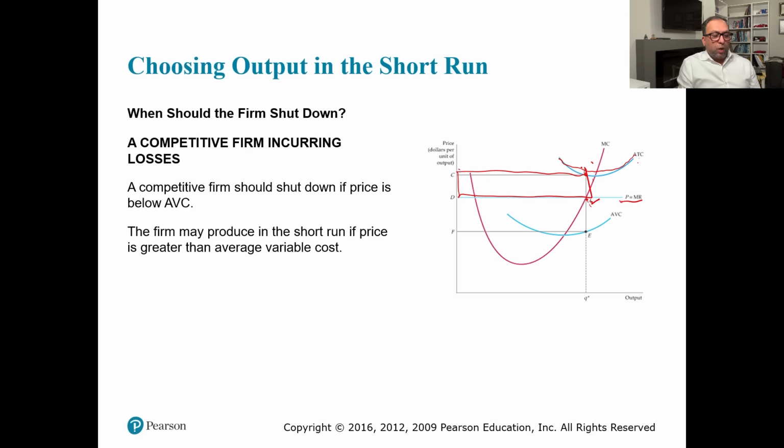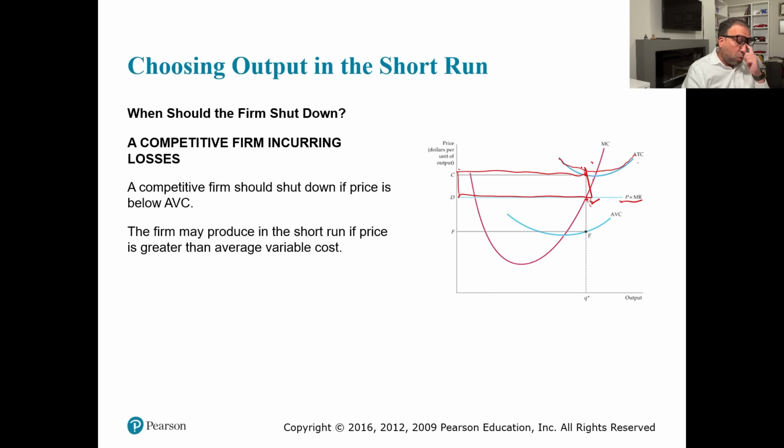Now, if that is the case, what is going to happen? Is the firm going to shut down? Why would it shut down? A competitive firm shuts down if the price is below the average variable cost. But in this case, if you look very carefully, the price is not below the average variable cost. It is above the average variable cost. Although it is below the ATC and the firm is making losses, even then it should continue.